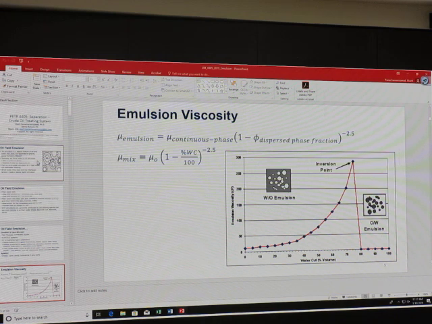So this correlation tells me that emulsion has higher viscosity than the oil phase and higher than the water phase. If you have a difficult pump, this equation may be wrong. The actual viscosity could be higher than this, because this is for the general case where the droplets break naturally, not artificially. If we artificially break the droplets, it could be more. But at least, it is that. Brinkman correlation.